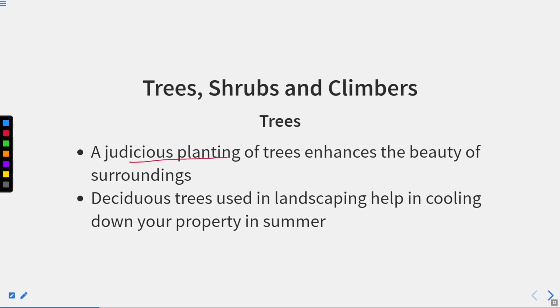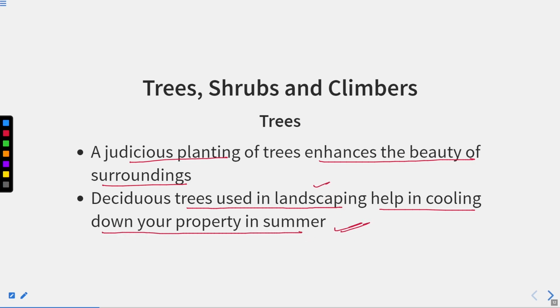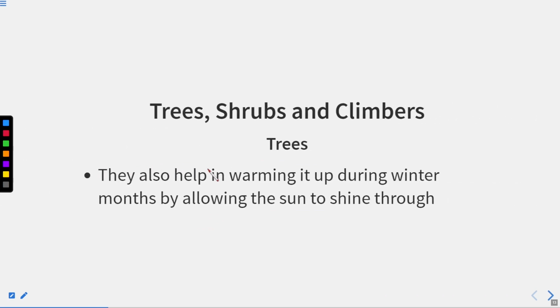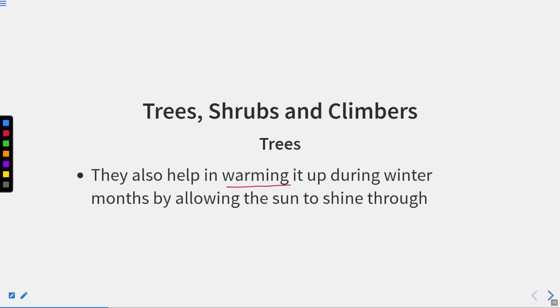A judicious planting of trees enhances the beauty of the surroundings, and deciduous trees used in landscaping help in cooling down your property in summer. So they are bringing the cooling effect, and also they are adding beauty to our surroundings. They also help in warming it up during the winter months by allowing the sun to shine through.